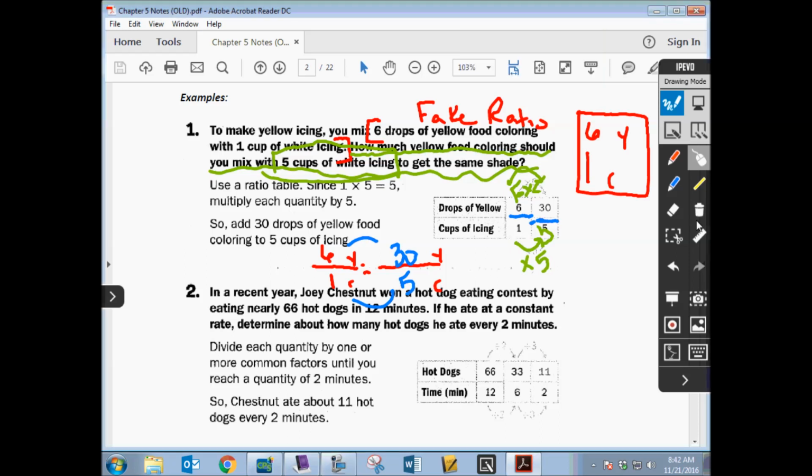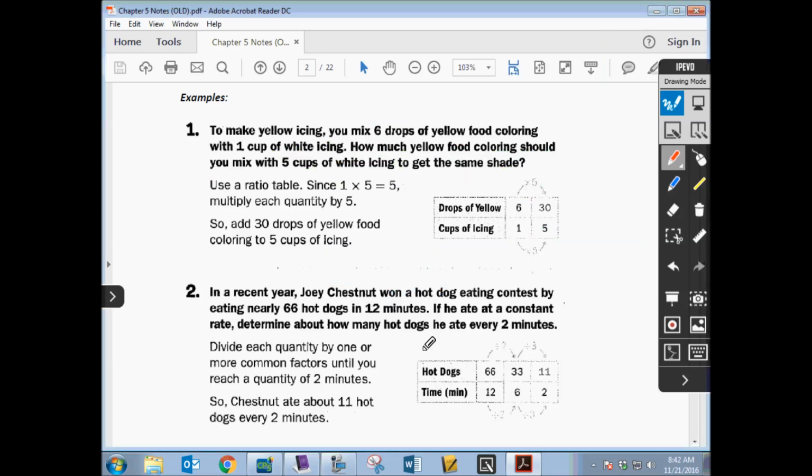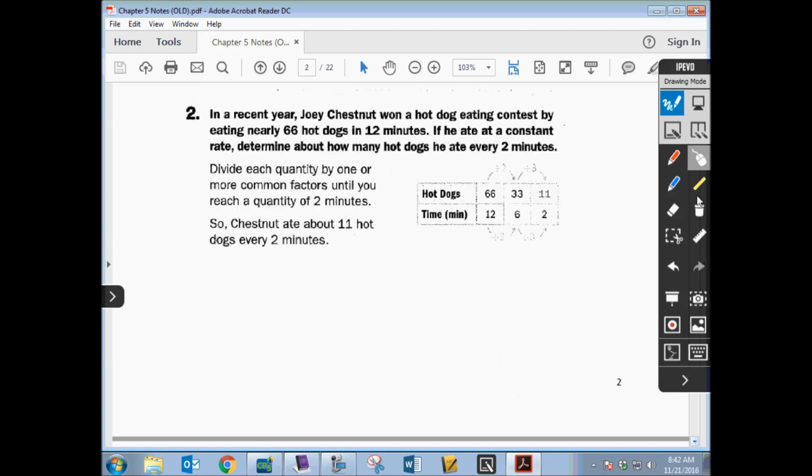Okay. All right, let's go down here. Let's look at the next one. Joey Chestnut, if you don't know who Joey Chestnut is, he's like the hot dog eating champ, world record holder. He's been dominating hot dog competitions forever. So in a recent year, Joey Chestnut won a hot dog eating contest by eating nearly 66 hot dogs in 12 minutes. Guys, yes, gross.